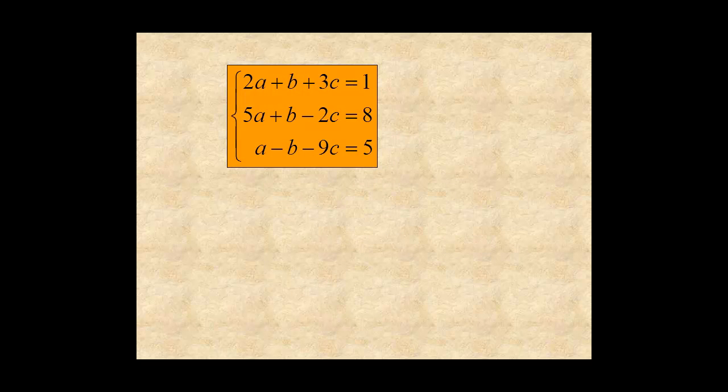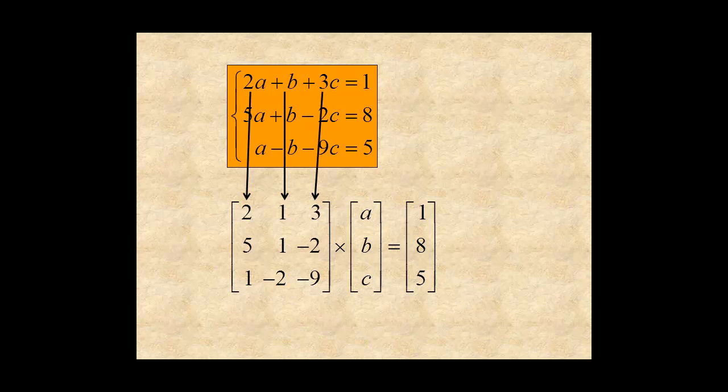You can use your calculator to solve a linear system of any size. Here is a linear system with 3 variables. The coefficient matrix is a 3x3 square matrix. The variable matrix is a 3x1 column matrix. And the constant matrix is a 3x1 column matrix.